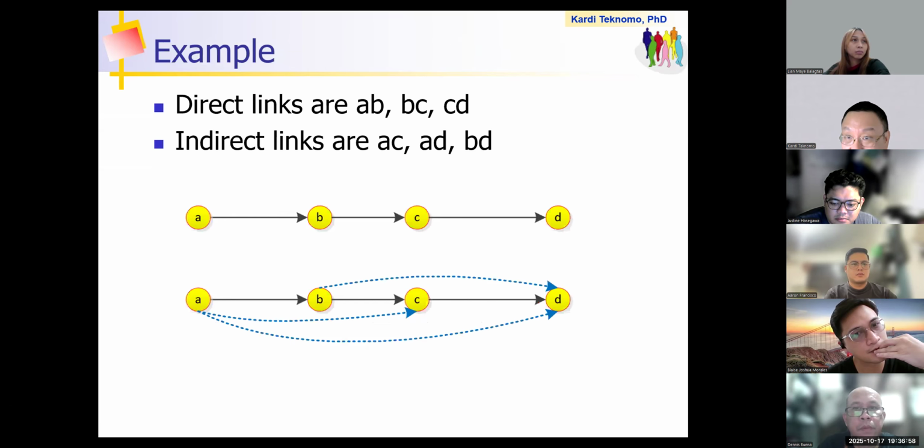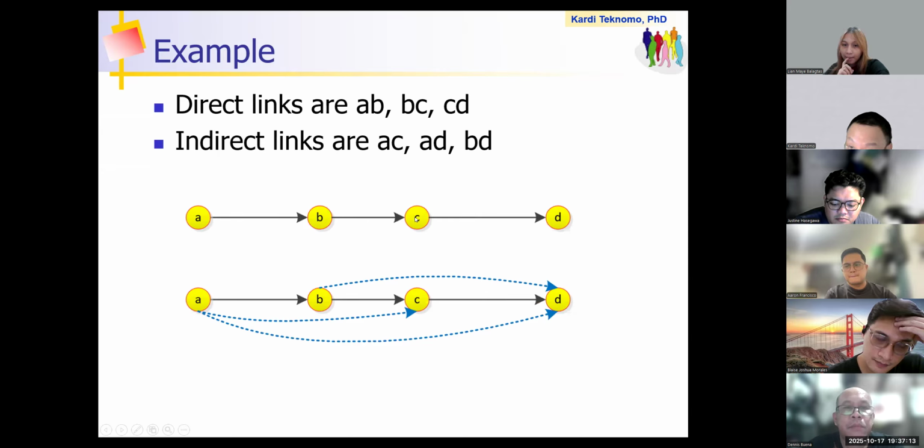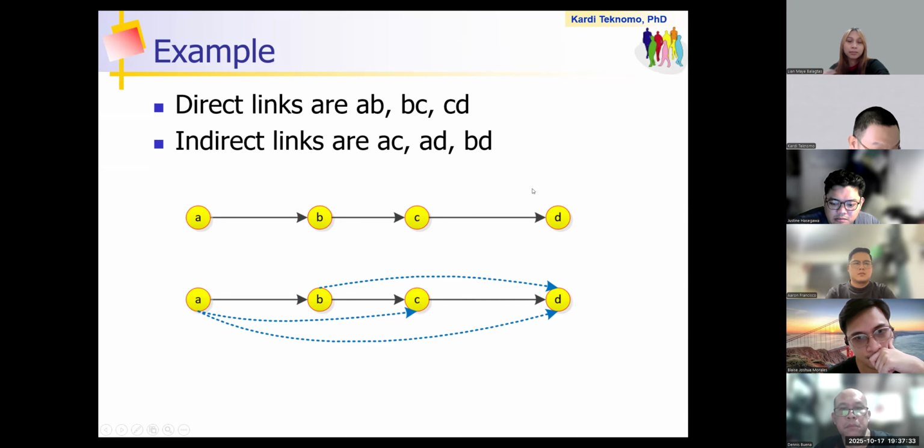I give you an example first so that you can understand. I have a simple network from A, B, C, and D. When you say direct links, A to B is a direct link, B to C is a direct link, correct? And then C to D is a direct link. How about indirect links? A to C is an indirect link. Or A to D, that is an indirect link. Or here, from B to D, that is an indirect link. Is it clear or not?